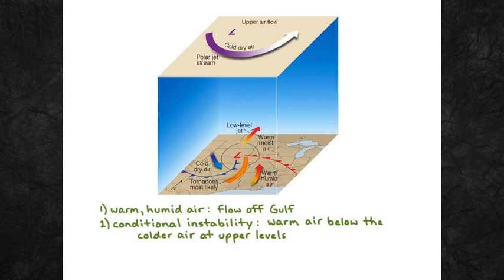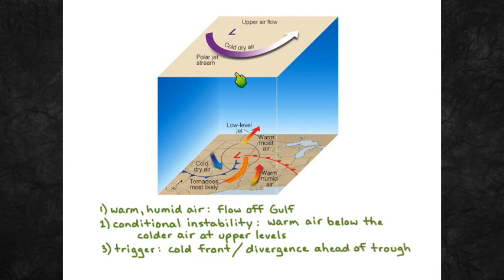Third ingredient that we needed was a lifting mechanism, a trigger, to get the whole thing started. In this case, there's two. You've got your cold front. As it propagates through, it kicks the air up in front of it upwards, and that can kick off storms. And the second thing that you have is your divergence at upper levels associated with the trough.